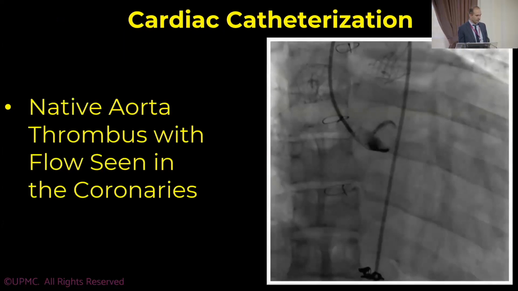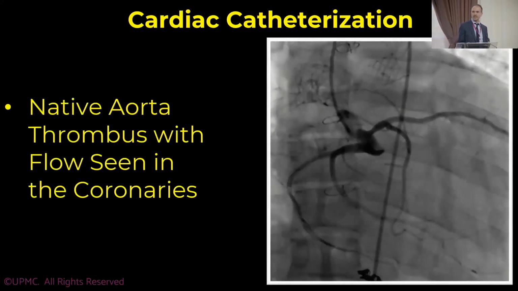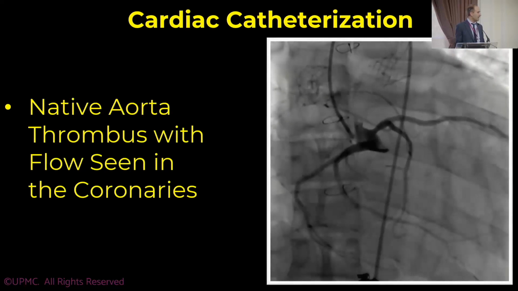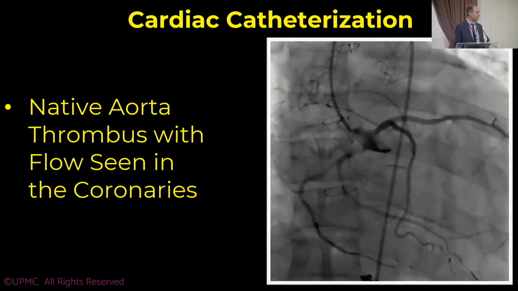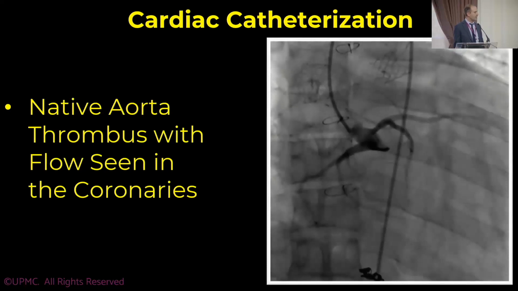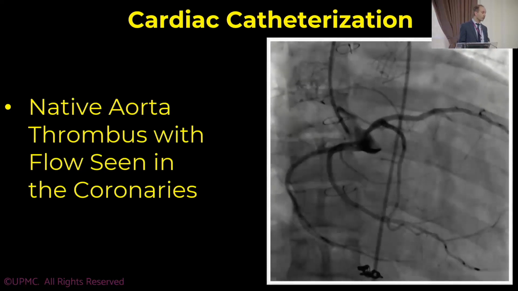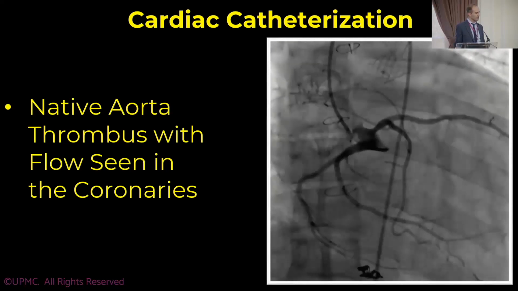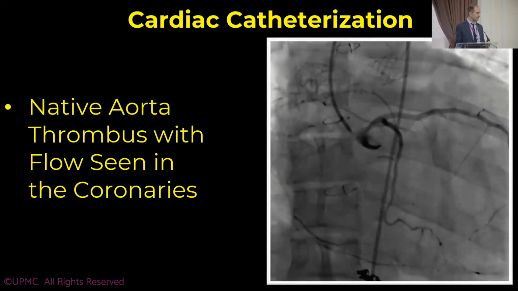So because of that, he went the next day, so Saturday morning, to the cath lab, and in the cath lab, they confirmed that there is a native aortic thrombus. However, there was good flow seen in both coronary arteries, and he was pretty sick at that time, so we felt that the risk of trying to take this out outweighs the benefit.